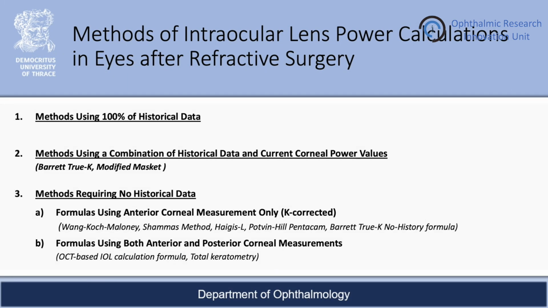Many formulas and approaches have been proposed to improve the accuracy of IOL power calculation in eyes after corneal refractive surgery. There are 3 categories of methods, based on whether and how they use historical data acquired before corneal refractive surgery. There are methods using 100% of historical data, methods using a combination of historical data and current corneal power values, and methods that do not require historical data.